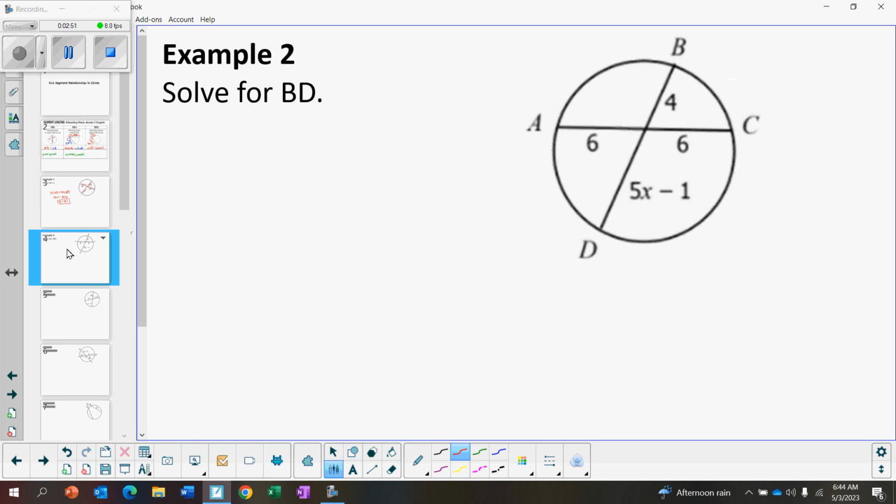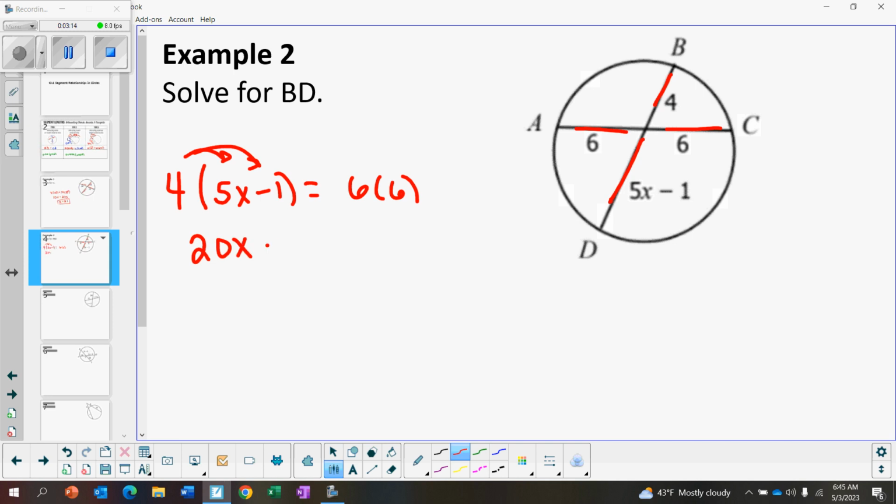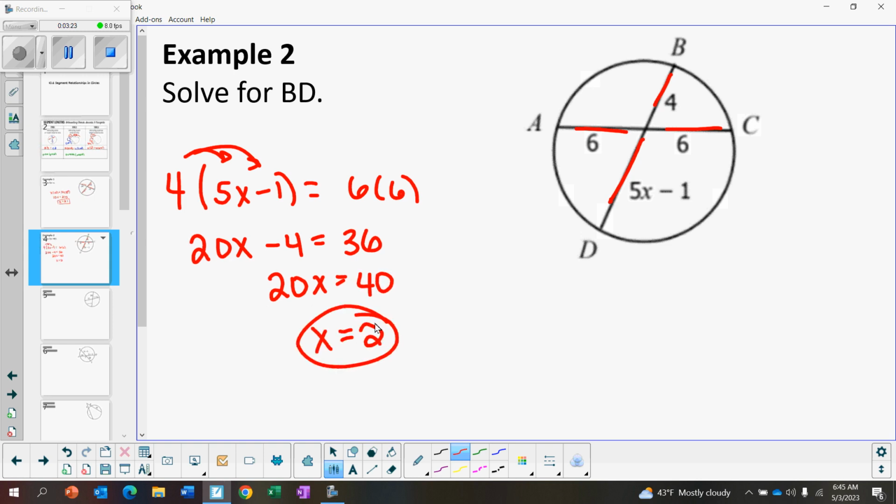The next example, same idea, but now I want to solve for BD. So after I find x, I'm going to plug it back in. So that's going to be 4 times (5x minus 1). I'm going to make sure I put parentheses around the 5x minus 1 because it's talking about both those parts, the 5x and the minus 1, equals, on the other one, we have 6 times 6. So I'm going to distribute. So we have 20x minus 4 equals 36. Add 4. 20x equals 40. Divide by 20. X is 2.